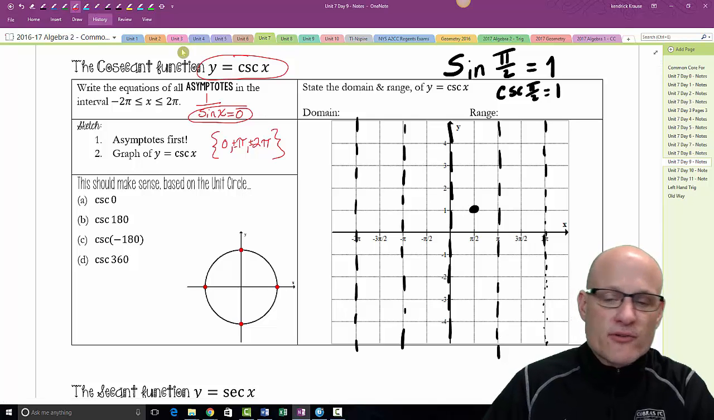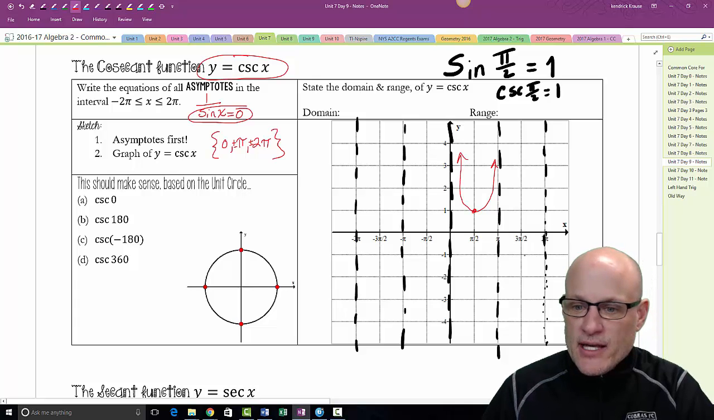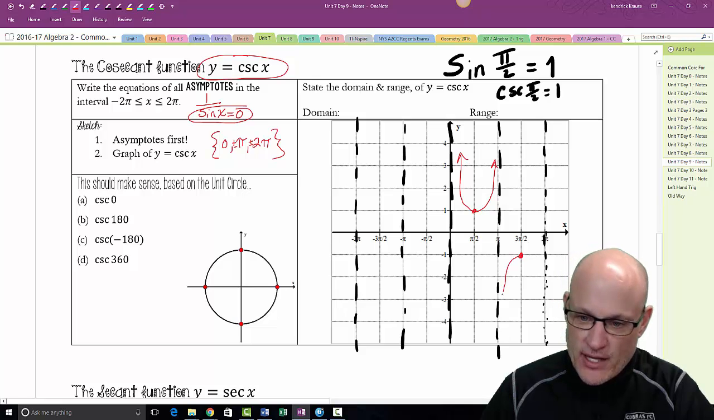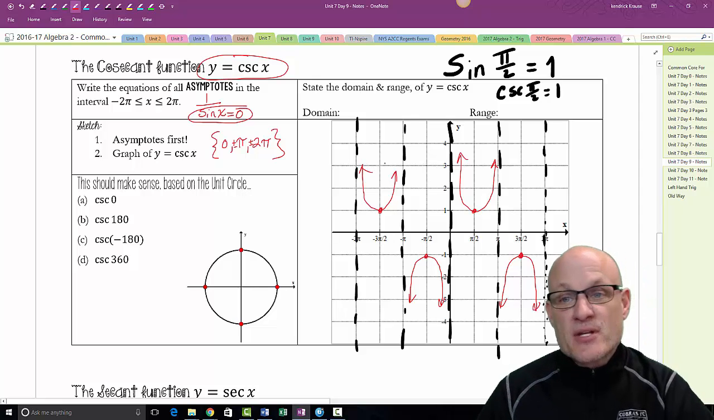Let me graph this in red. And at 1, it's going to go up asymptotically. At 3 pi over 2, sine is negative 1, so it's going to go through that point, but it's going to go down. And over here, same thing. Now, really all you got to do is use your graphing tool to make sure that it kind of looks like this. We spent a lot more time on this in the past, but that's that.